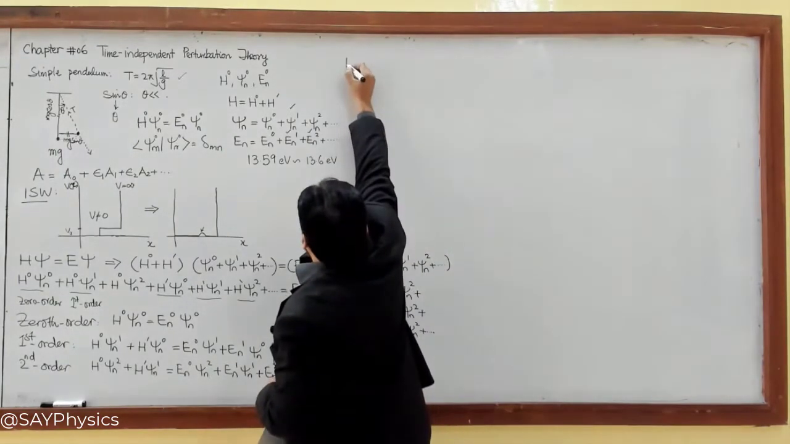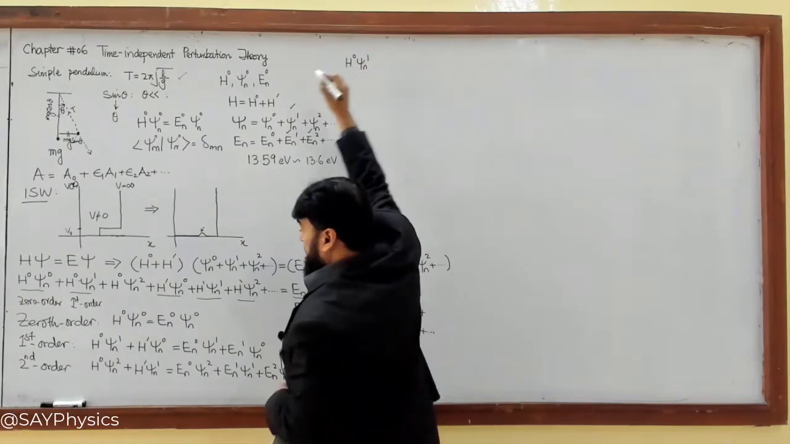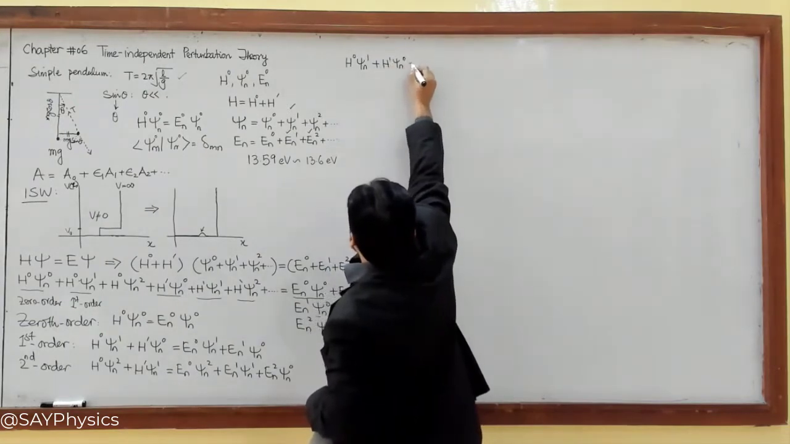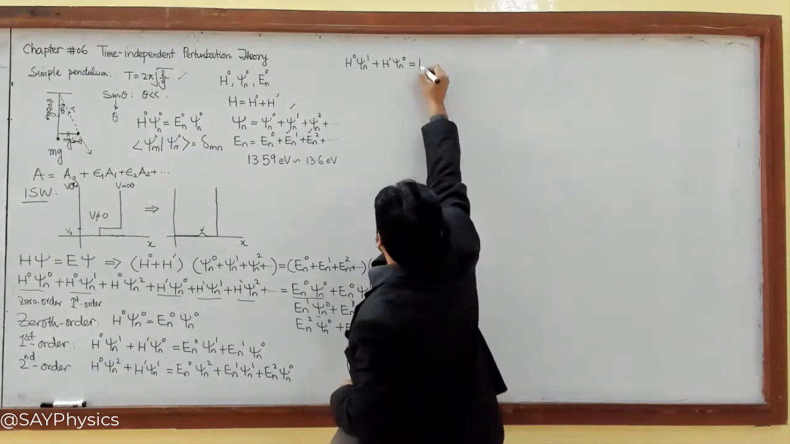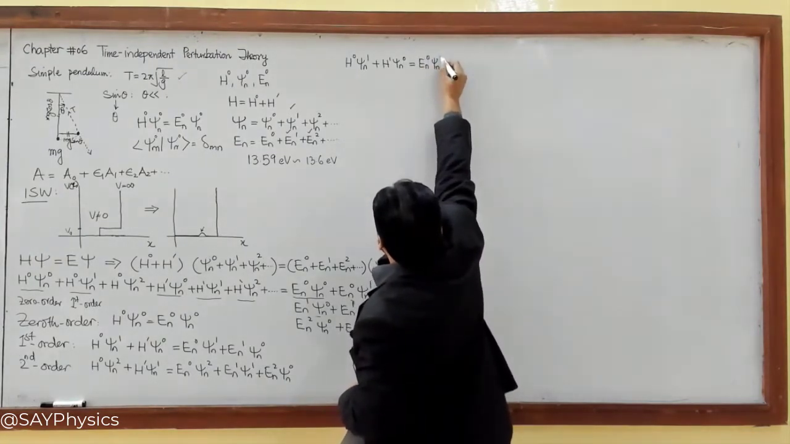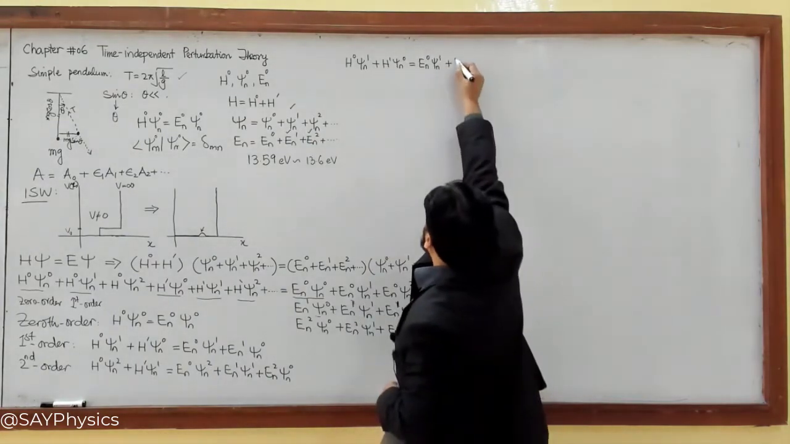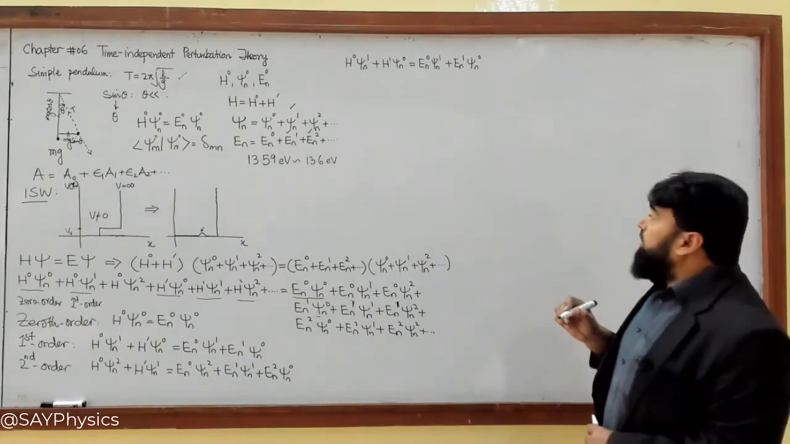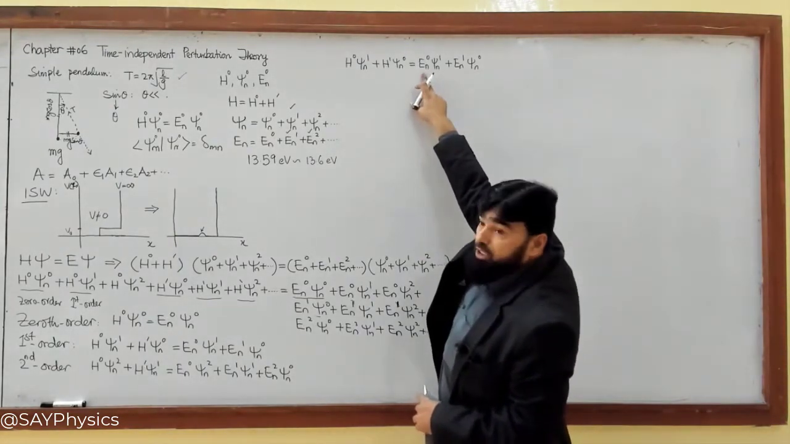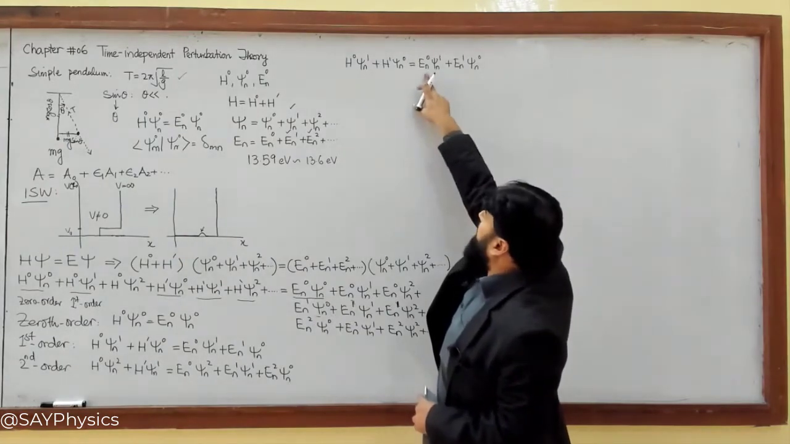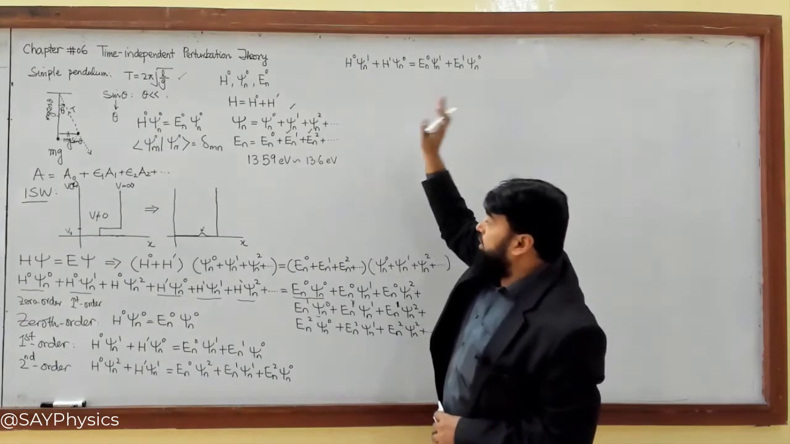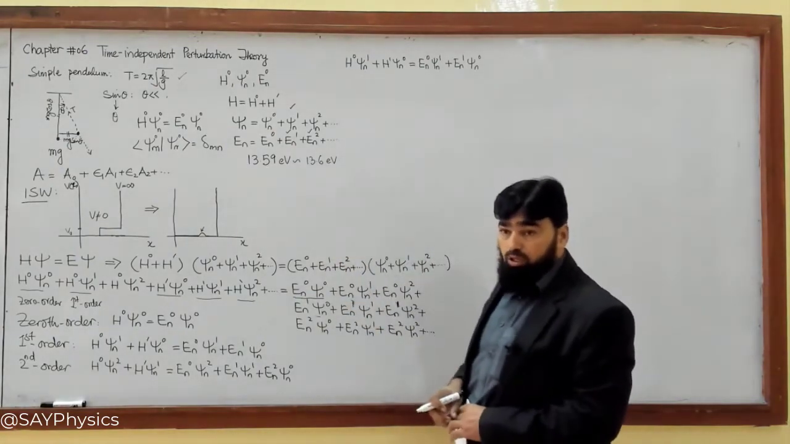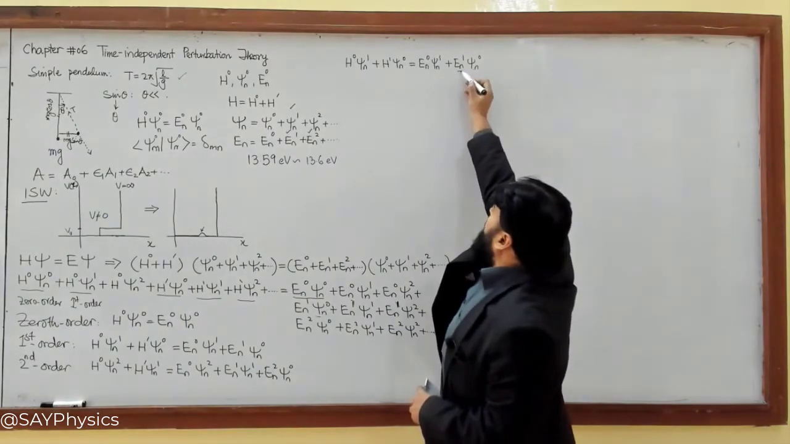So let me write the first order: H0 psi n1 plus H prime psi n0 is equal to En0 psi n1 plus En1 psi n0. Now our job in this one is to find En1 here. We have En0 here, which we already know. Let's say, for example, the En0 for the hydrogen atom, the ionization potential 13.6 electron volt. We know this, but we want to find this thing.